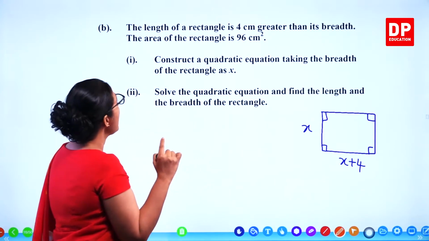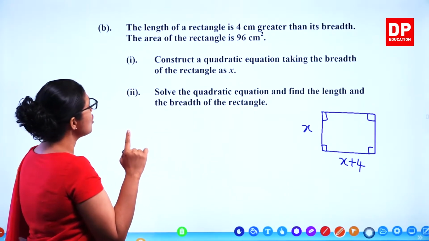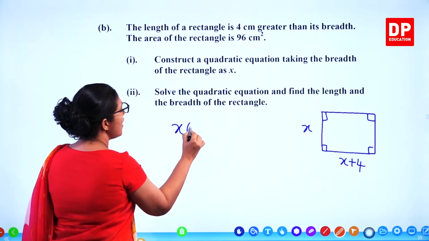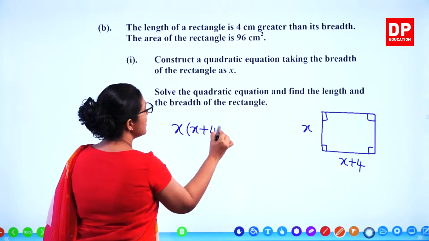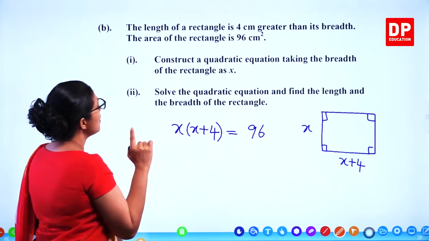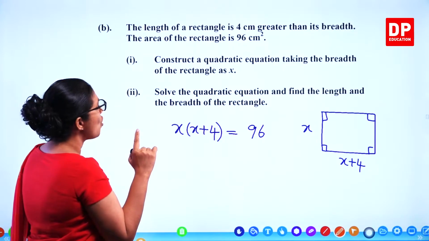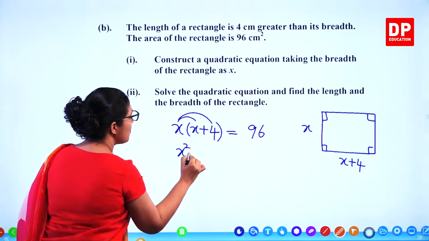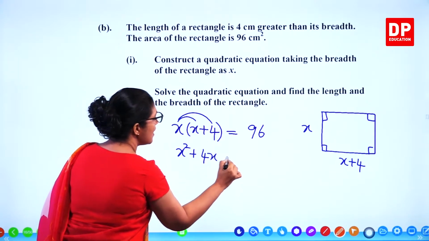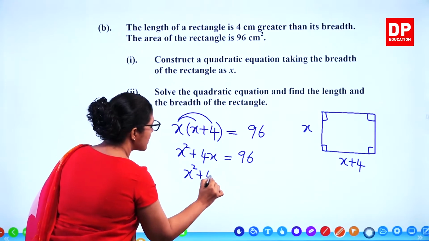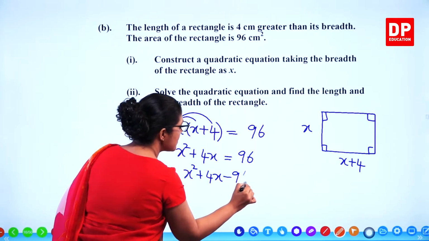Then you can create an equation. Area of the rectangle, x into x plus 4, length into breadth, is equal to 96. That's the equation and you need to solve that. So, open brackets, x squared plus 4x is 96. X squared plus 4x minus 96 is equal to 0.